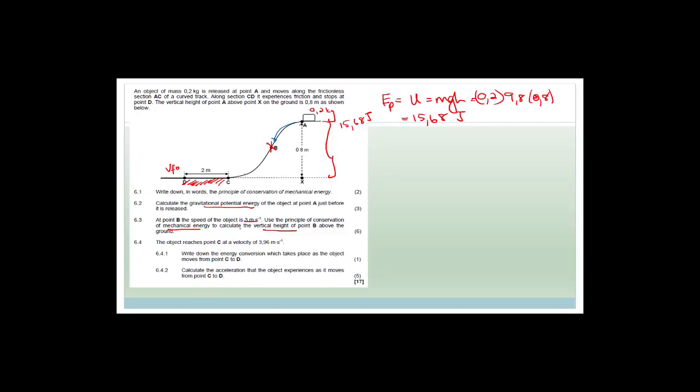Then it says use the principle to calculate the maximum height. We want to know how tall that is, right? So we know that U plus K at the top equals U plus K at the middle. Now it tells us that the total energy we have at the top is 15.68 joules. We worked that out. The potential energy is made up of the mass of the object, which is 0.2, times the gravitational acceleration, which is 9.8, times the height above the ground, which is 0.8. So if we multiply it, we get 0.2 times 9.8 times 0.8, and it equals 15.68.